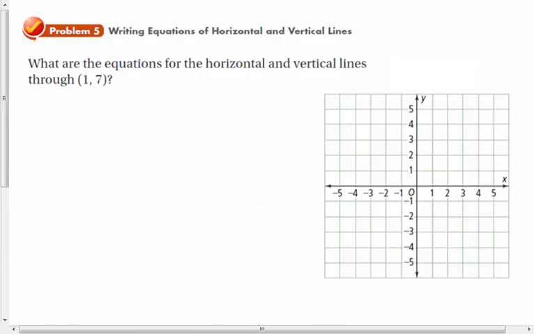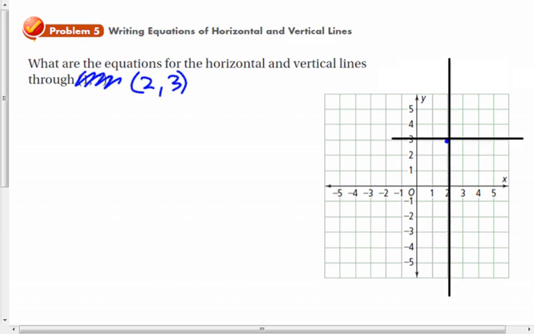All right, the last thing we're going to do is talk about writing equations of horizontal and vertical lines. What are the equations for the horizontal and vertical lines through point 1, 7? I'm going to change that because 1, 7 doesn't show up on this grid, so let's do the point 2, 3 instead, which is right here. And the horizontal line, I'm going to draw those so we can see what we're doing here. So here's the vertical line, here's the horizontal line.